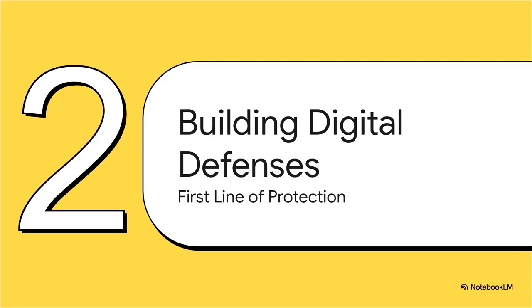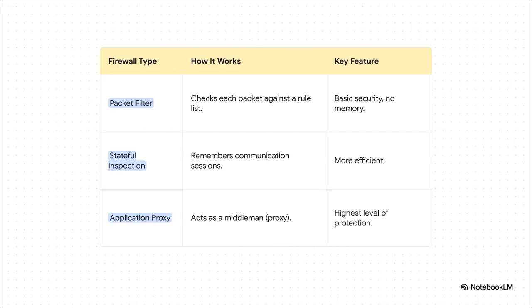So, we've seen the scary stuff, now for the good news. How do we actually fight back? Let's get into our first line of digital defense and look at the tools that protect our networks. Our most basic tool is the firewall. It's like the gatekeeper for our network. And they've gotten a lot smarter over the years.